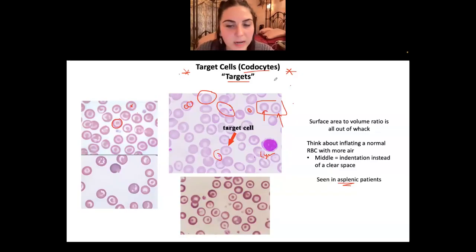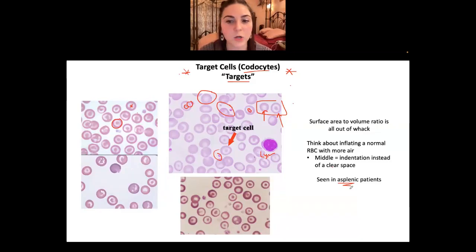The whole idea of why you have target cells when your spleen is out is this: remember I said the spleen takes out misshapen or weird looking red cells. This is a misshapen, weird looking red cell. So if you don't have your spleen, you can't take out this weird looking red cell. That's the idea with asplenic patients having tons of target cells.